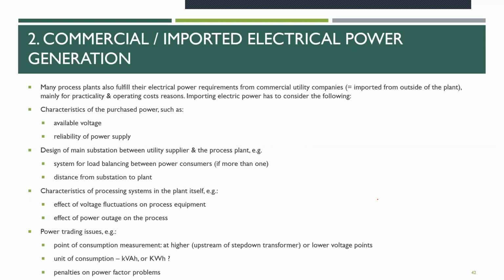Okay, so the next one is regarding commercial and imported electrical power generation. As I mentioned before, in some industries they can develop on-site power generators. On the other hand, they also need a supply from commercial or imported sources in order to fulfill the electrical demands needed for the chemical process in the plants or industries. So in this case, many process plants also fulfill the electrical power requirements from commercial utility companies, or what we call imported from outside of the plants, mainly for practical or operating cost reasons.